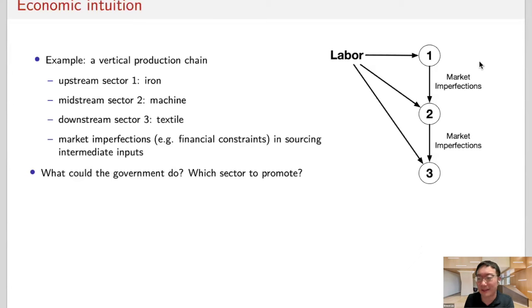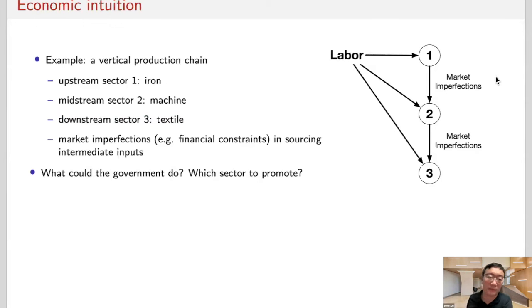So let's consider a vertical production chain where there are three sectors of the economy. An upstream sector, think of it as producing iron and steel. A midstream sector, sector two, think of it as producing machines, and a downstream sector produces textiles, which is what the consumer actually cares about. So each sector uses the input from the previous sector, combined with labor, in order to produce the output.